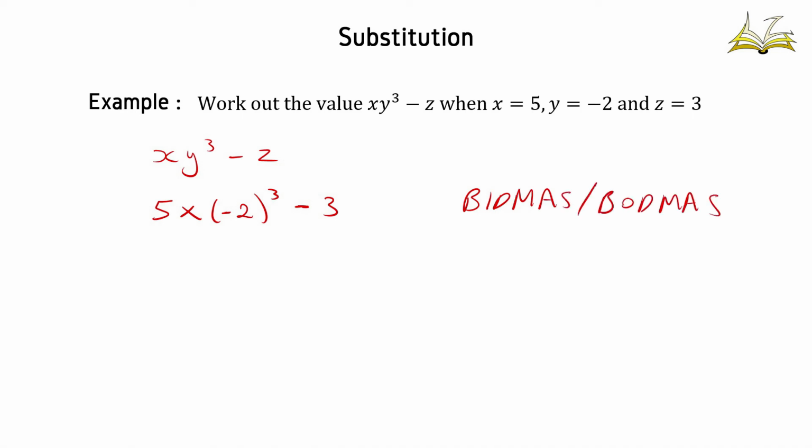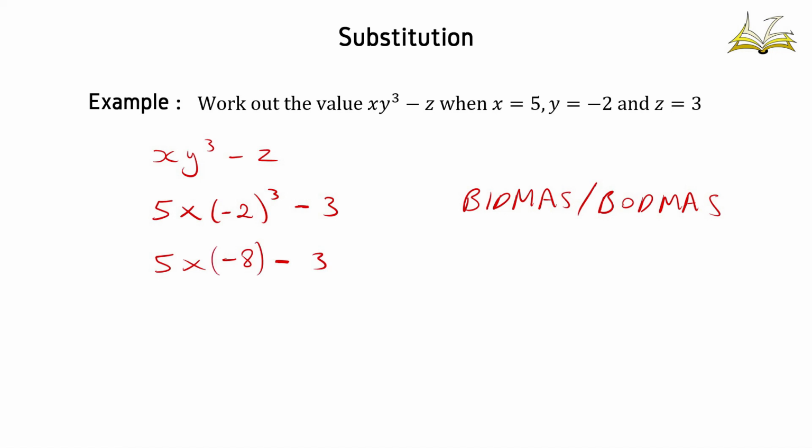Okay, so we just need to work this out using BIDMAS, or some have learnt it as BODMAS. So we're going to deal with the indices first. So we're going to do minus 2 cubed first. So minus 2 times minus 2 is 4, and then that times minus 2 is minus 8. So we have 5 times minus 8, and then take away 3. And I'll put the minus 8 in brackets so we don't get too confused, okay?